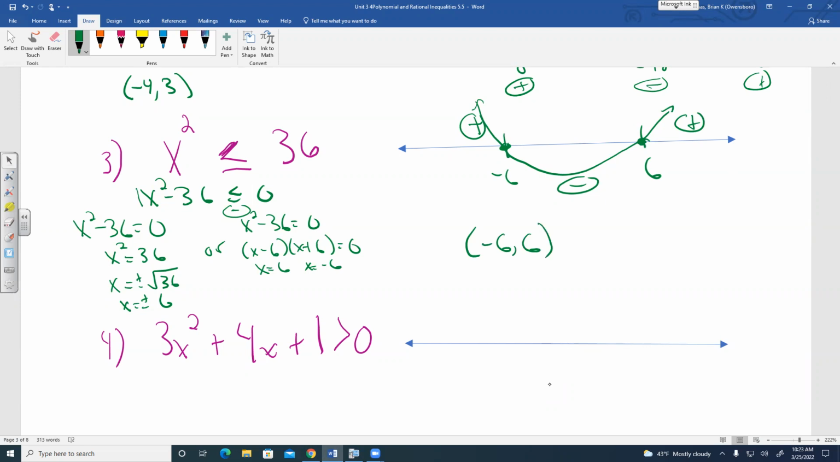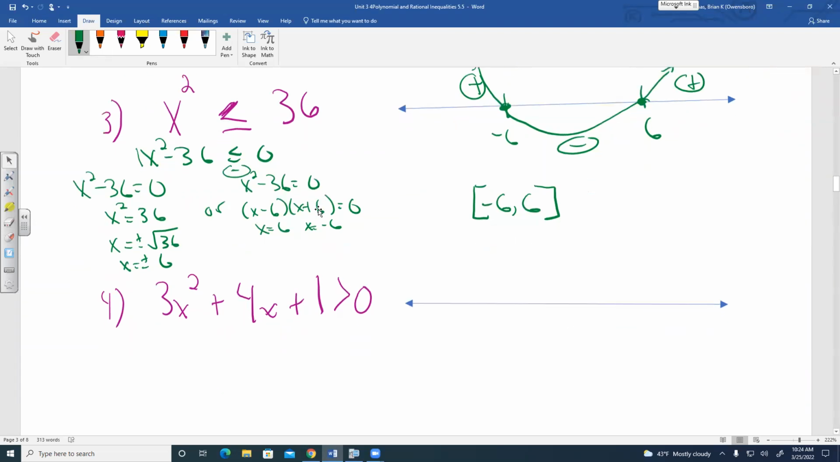Now keep that in mind though, I should be including those endpoints. So let me back up there and try that again, because since I'm including the endpoints, I should be using brackets, not parentheses. That's the thing you have to watch out for, those little details. That's what always gets me as well. So I should have actually brackets there.